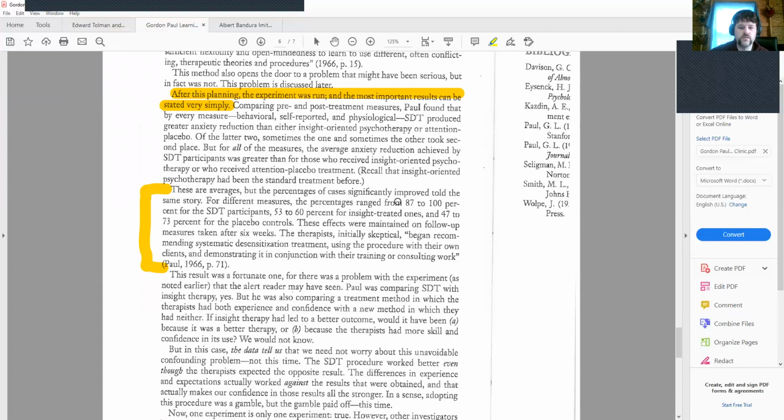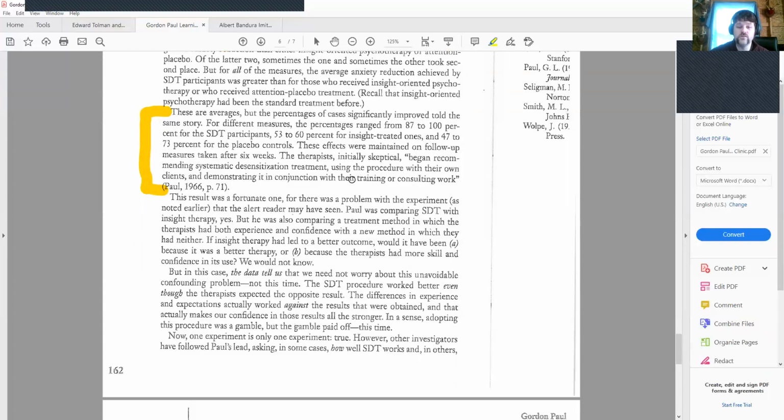And so here are the results. It says that SDD produced greater anxiety reduction than either insight-oriented psychotherapy or attention placebo. It says for different measures, the percentages ranged from 87 to 100% as far as cases significantly improved. So there was a very high success rate for SDT, much higher than the insight, the kind of popular method of the day, where only just over half of the people said they improved versus the placebo, which in some ways had a higher success than the insight, which is kind of strange.